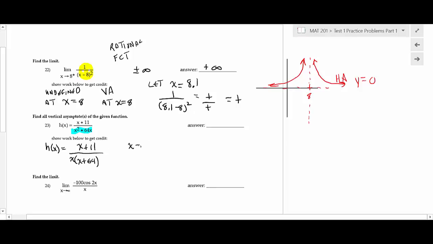So all you should have to do is just set x equal to 0, set x plus 64 equals 0. So you're going to have two asymptotes. You're going to have x equals 0, and you're going to have x equals negative 64 as the two answers to that problem. Okay, so again, be sure that you factor and cancel, because if something canceled, then that wouldn't be an asymptote anymore. It would be a hole, like we've learned.